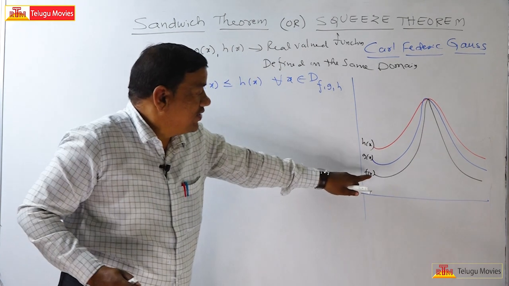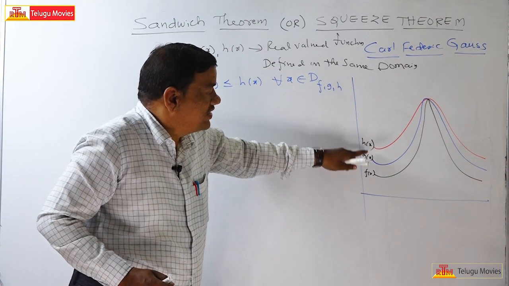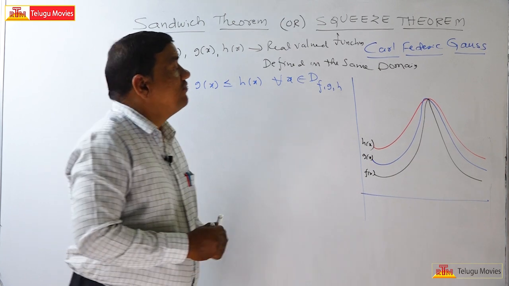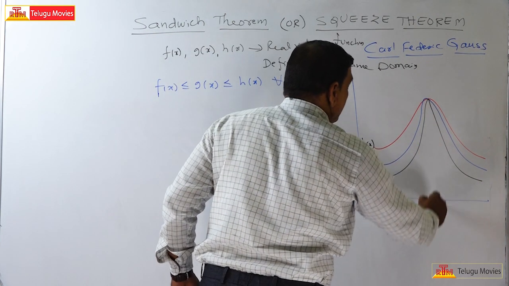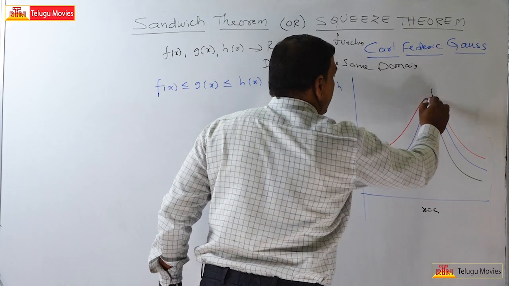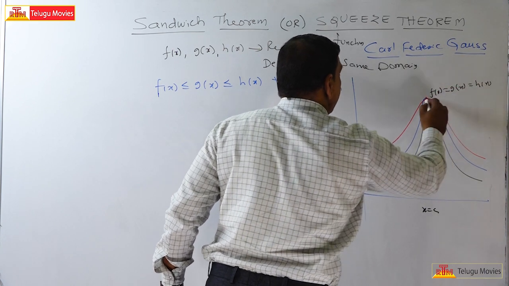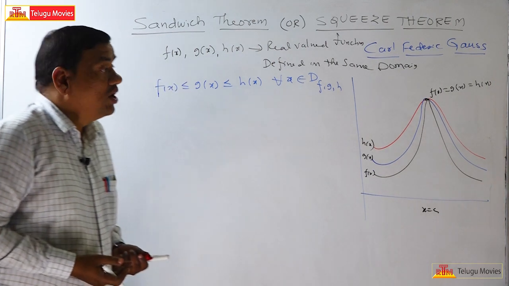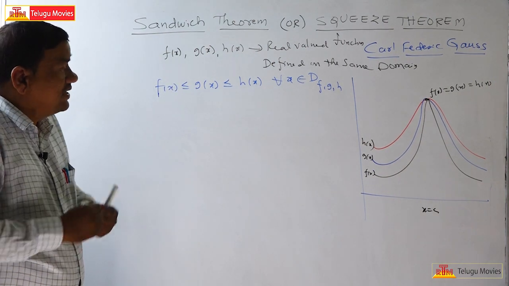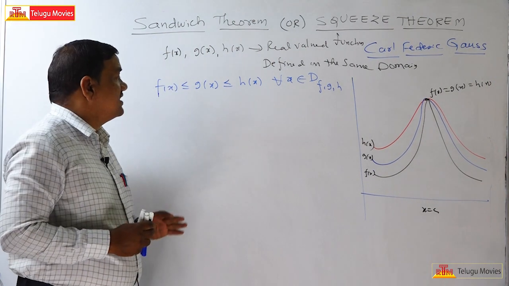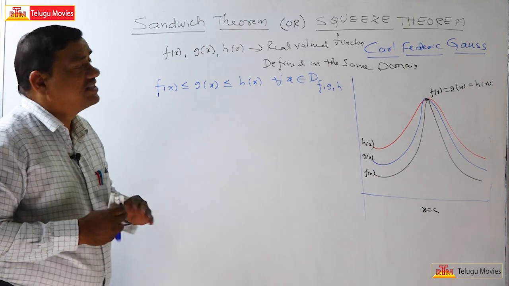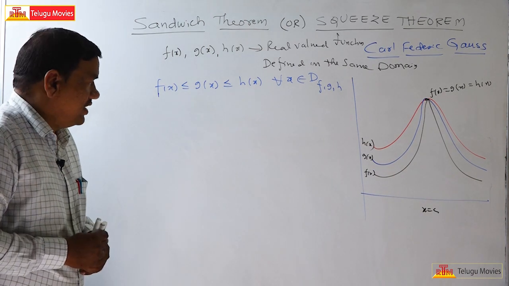See here, f of x is less than g of x is less than h of x for certain values. For some values this may be equal, f of x is equal to g of x is equal to h of x, sometimes for some x value belonging to the domain, but it is always f of x less than or equal to g of x less than or equal to h of x.